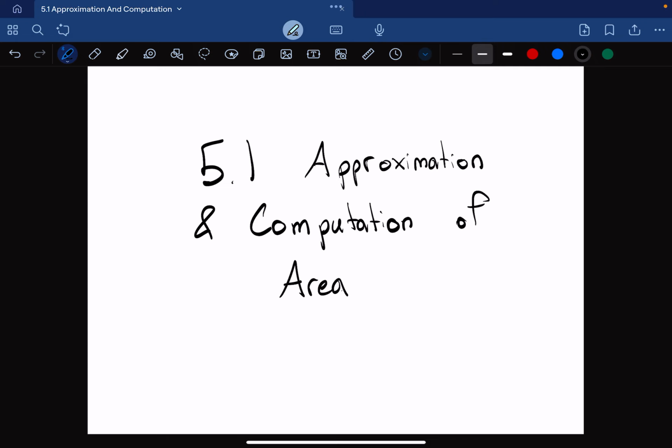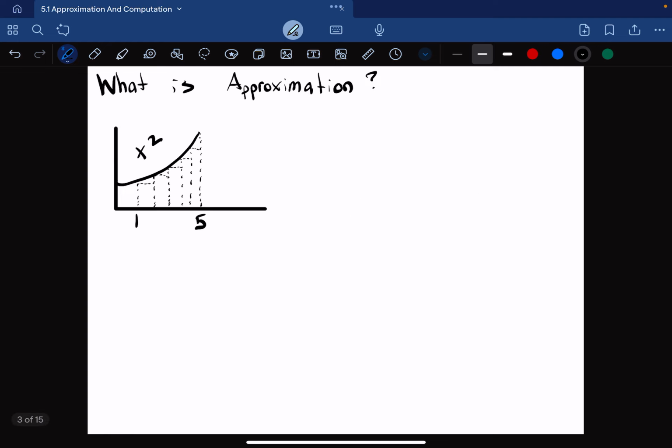Hello, everybody. So today I'm just going to be doing a quick, well, can't really say quick, but just a lesson on approximation and computation of area.